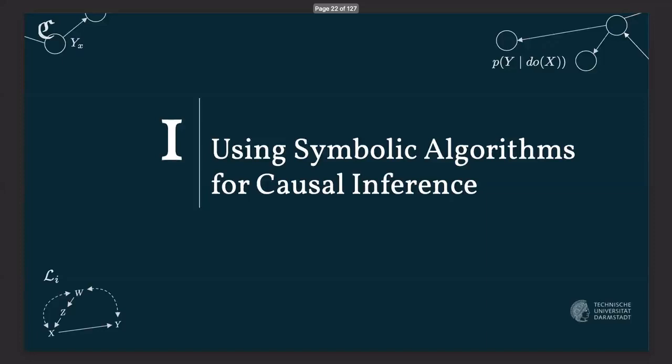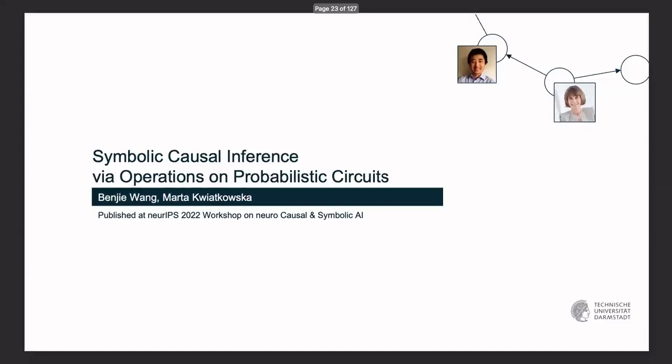So the first chapter: using symbolic algorithms for causal inference. Here I want to talk about a work which appeared at our workshop. It was published at our workshop, and it's not a work done by me. The other works you'll see will be works where I'm affiliated. This one I'm not, but I'm going to present it because I think it's pretty nice. Unfortunately, this talk didn't get an oral, but still, I think it perfectly resembled the goal of the workshop. This is work from Benji Wang and Marta Kwiatkowska from Oxford, and the title of this paper was Symbolic Causal Inference via Operations on Probabilistic Circuits.